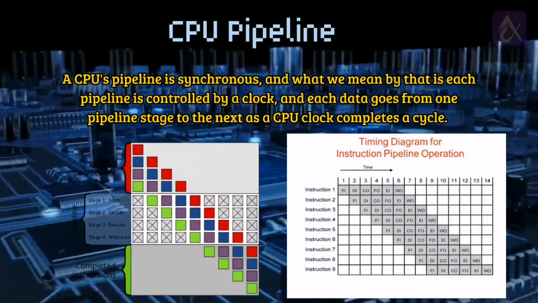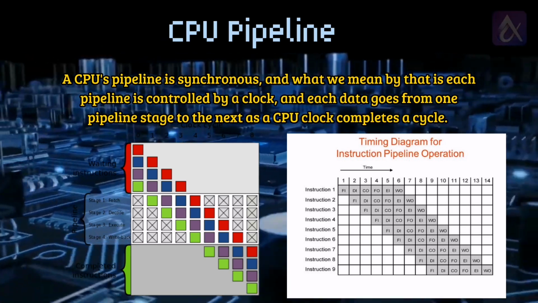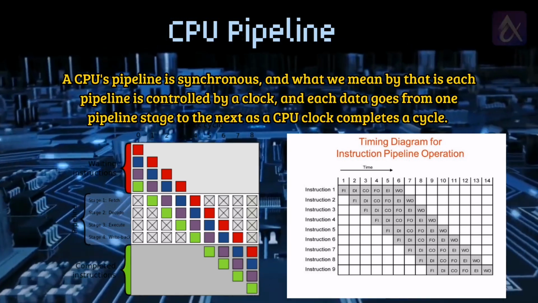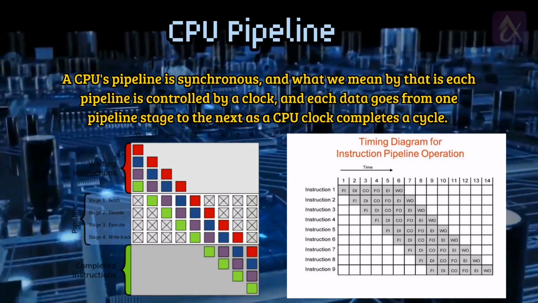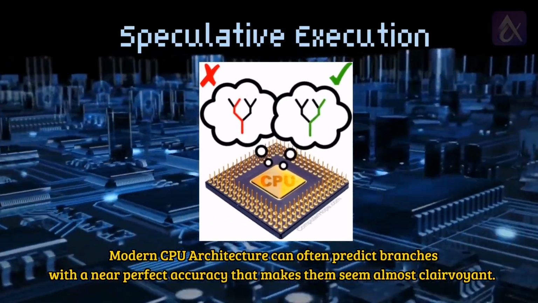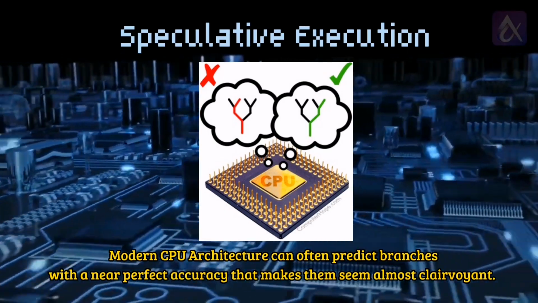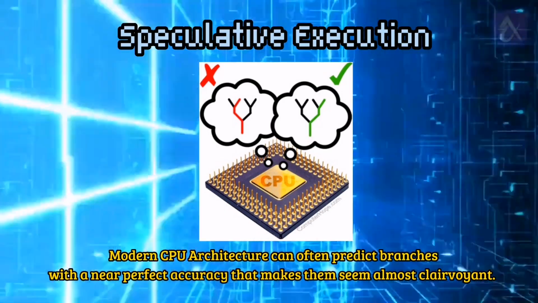CPU pipeline. A CPU pipeline is synchronous, and what we mean by that is each pipeline stage is controlled by a clock, and data goes from one pipeline stage to the next as the CPU clock completes a cycle. Speculative execution. Modern CPU architectures can often predict branches with near-perfect accuracy, which makes them seem almost clairvoyant.